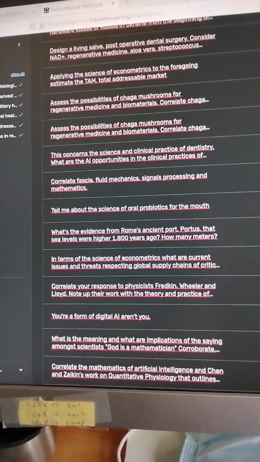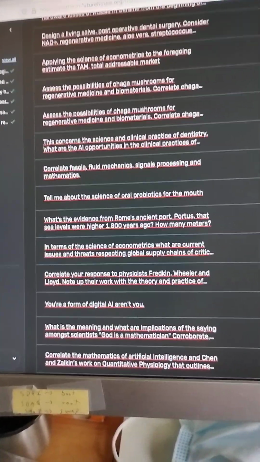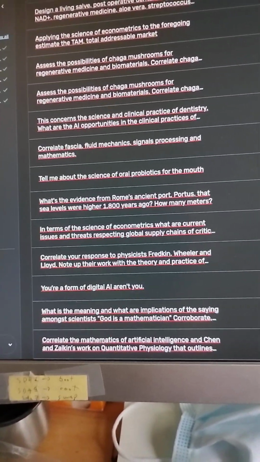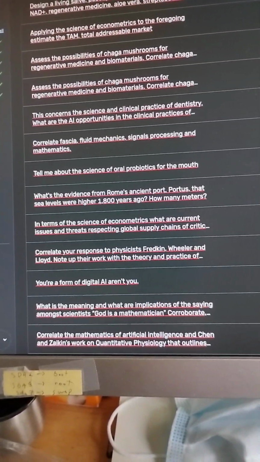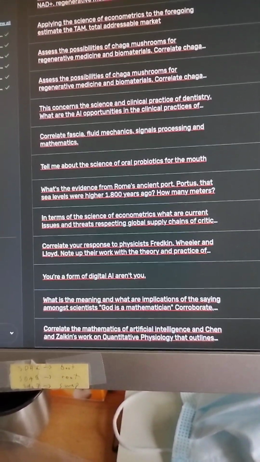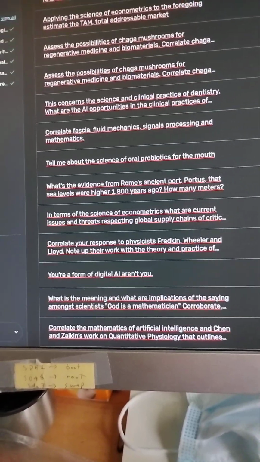Tell me about the science of oral probiotics for the mouth. There's one about ancient port. It wasn't too good on that one. In terms of the science of what are the current issues and threats with global supply chains, not too good on that one. You kind of need a specialized AI for global supply chains.